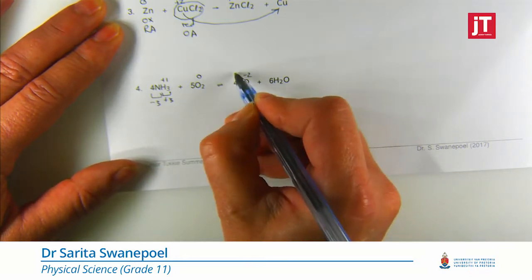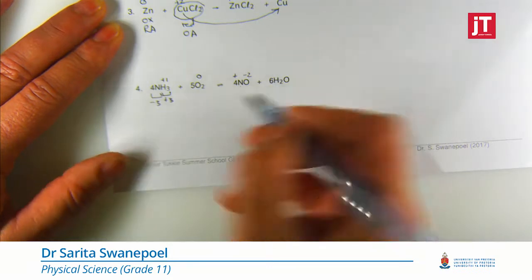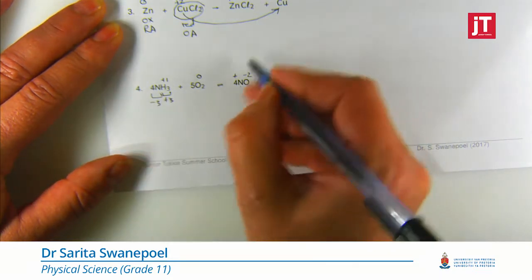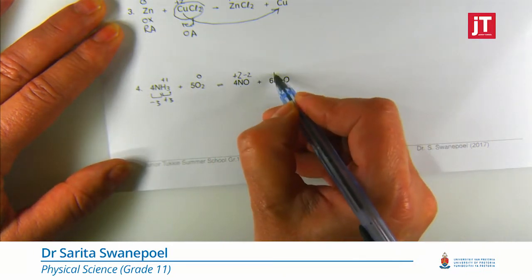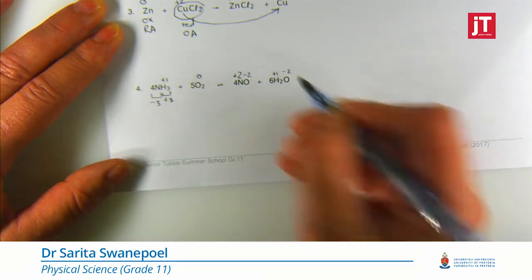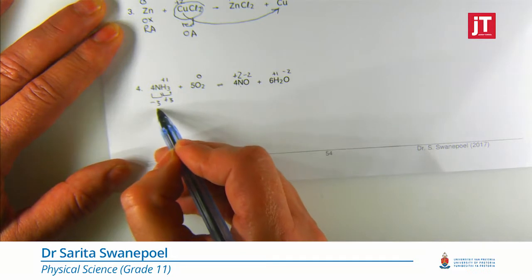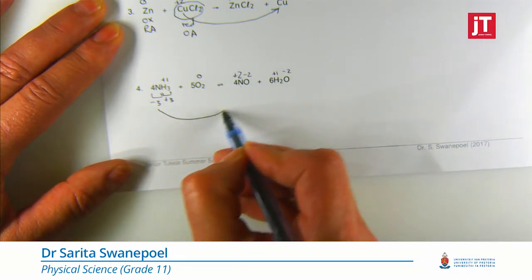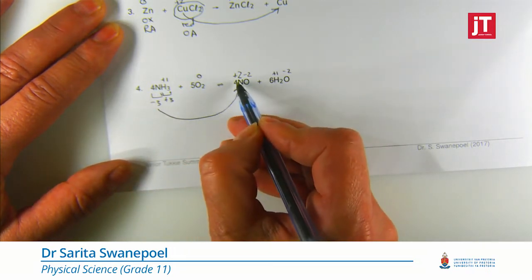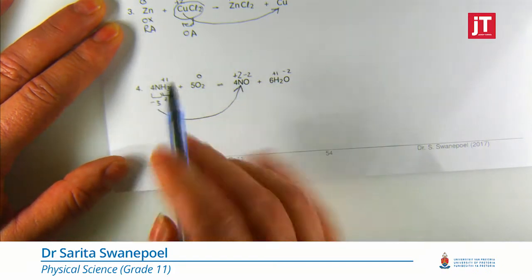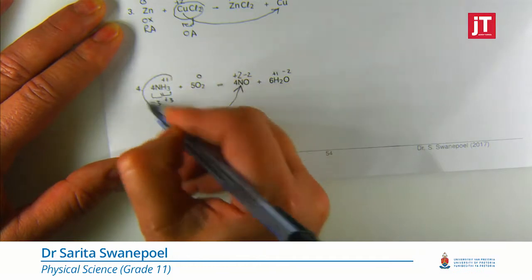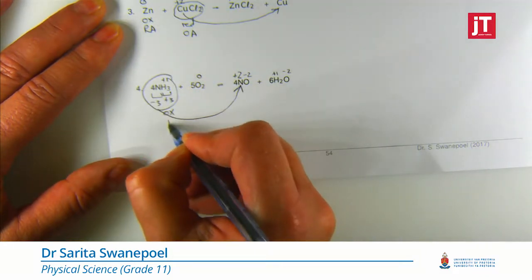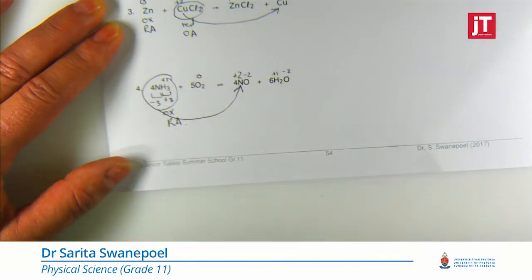So that nitrogen here should be +2. Hydrogen in a bond is +1, oxygen in a bond is -2. So let's look at the nitrogen. It was -3 on this side and it went to +2 on that side. So what happened to the nitrogen? -3 to +2, it increased. So NH3 oxidized, and it is my reducing agent.